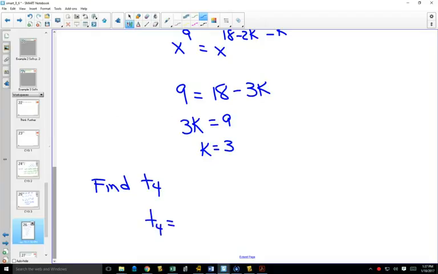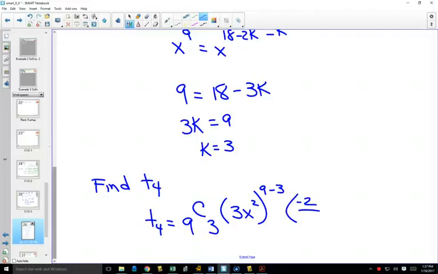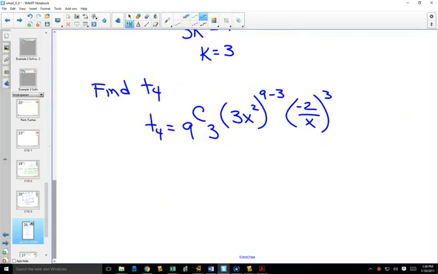And now that we know that k is 3, we can plug everything into our formula, go back, n is 9, so it's going to be 9 choose 3. A was 3x squared, and b was negative 2 over x. So we go to our calculator. 9 choose 3 is 84.